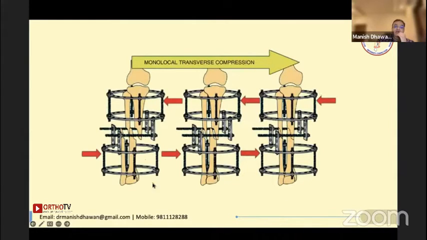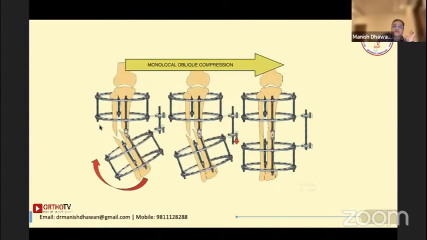Now, if there is a translation, you can have an assembly like this, and you can pull both the fragments towards each other. So this is a translation type and how to treat that. This is the oblique compression type, means you have to compress it. So you put the hinge at the neutral hinge and just distract it, so the bone will reduce and the non-union will get treated.